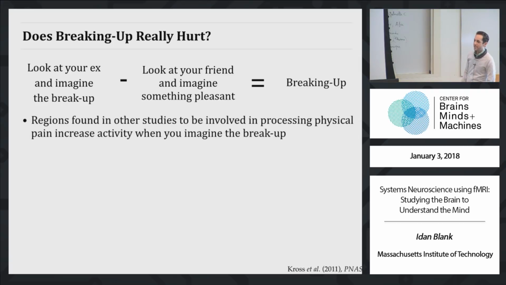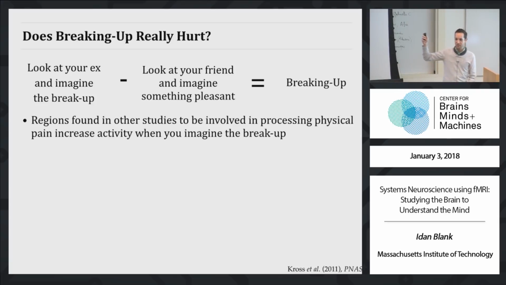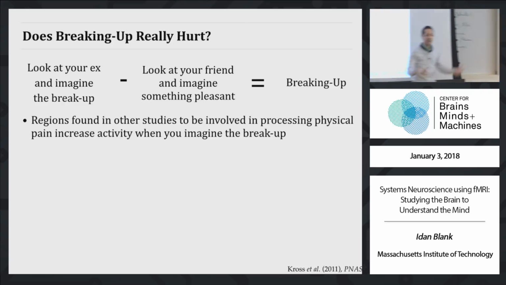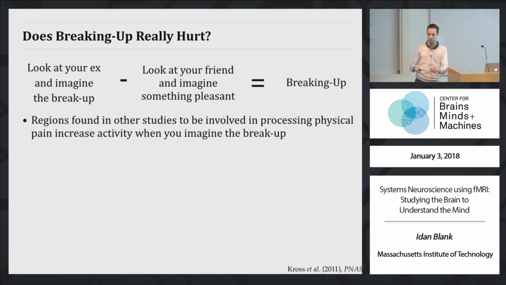OK, and let's say that regions that are found in other studies to be involved in processing physical pain increase activity in this experiment when you imagine the breakup. This is the kind of conclusion that is often reported in fMRI studies. We find activation in this region for my task. Other studies in the past found activation in this region for, for example, physical pain. Hence, what my participants are experiencing here is also physical pain.